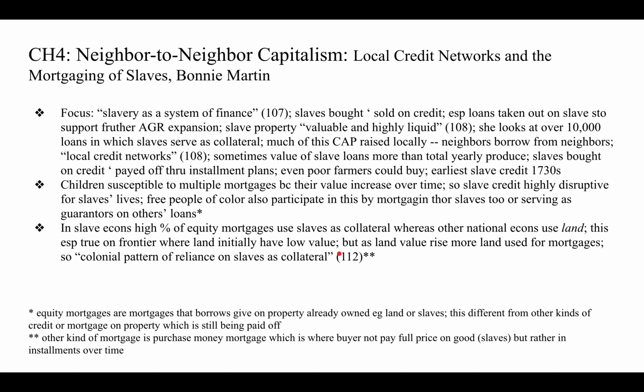So this is frontier territory in the U.S., territory recently taken or captured through different wars or genocides of Native Americans. And there's so much land that had a very low value. So it didn't really serve as a great basis for taking out a mortgage for a loan. But slaves' bodies were very valuable and were big stores of capital, so they were mainly used in equity mortgages. But as land values rose, more and more land was used for mortgages eventually. But anyway, there's a colonial pattern of reliance on slaves as collateral, she says.